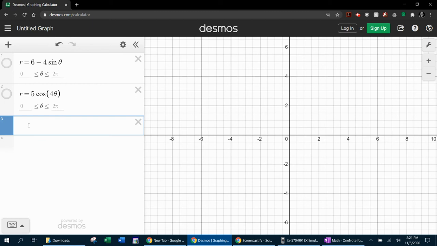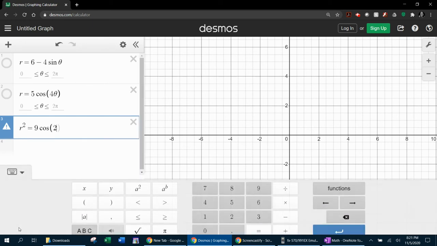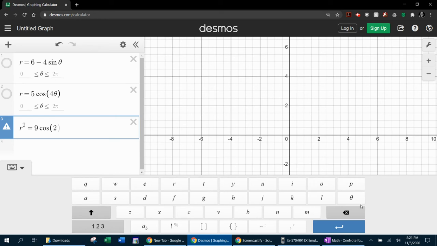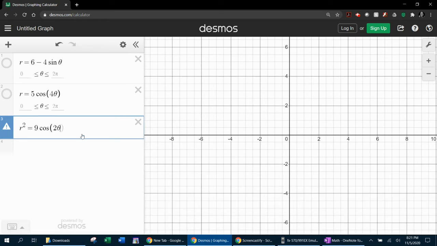Let's look at this one. How about r squared equals 9 cosine 2 theta. And remember for theta, it's the keyboard, the ABC. Enter. Whoops. It didn't like that for some reason. r squared equals 9 cosine of 2 theta. That should have produced a lemniscate. And so why does it not like, I bet it doesn't like the squared.